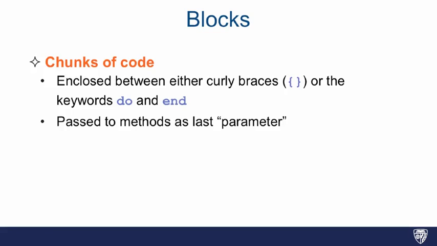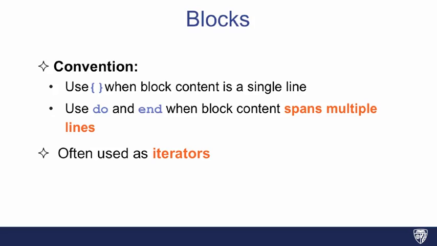Some people get thrown off by blocks in Ruby because other languages don't have blocks, but just think of them as chunks of code that are being executed. You pass them in between the curly braces or the keywords do and end, and they are passed into methods as the last parameter into a method. The convention is that you use the curly braces when the block content is a single line, and if a block content spans multiple lines, you pass it in between the do and end keywords.